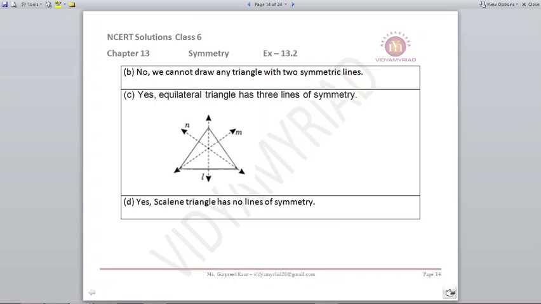Two lines of symmetry is not at all possible in the case of a triangle. Three lines are possible in the case of an equilateral triangle because all the sides are equal. And in a scalene triangle, since none of the sides is equal, that means I cannot draw any line of symmetry in that.